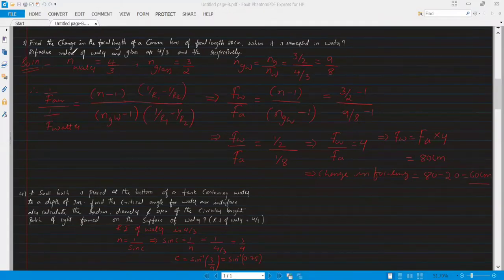Let us go for the third problem. In this problem, find the change in the focal length of the convex lens of focal length 20 centimeter. They are telling that there is a lens which is going to have the focal length of 20 centimeter. Let me consider this focal length is in air, that is 20 centimeter. When it is immersed in water, which is going to have the refractive index of 4/3. The refractive index of water and glass are 4/3 and 3/2 respectively.